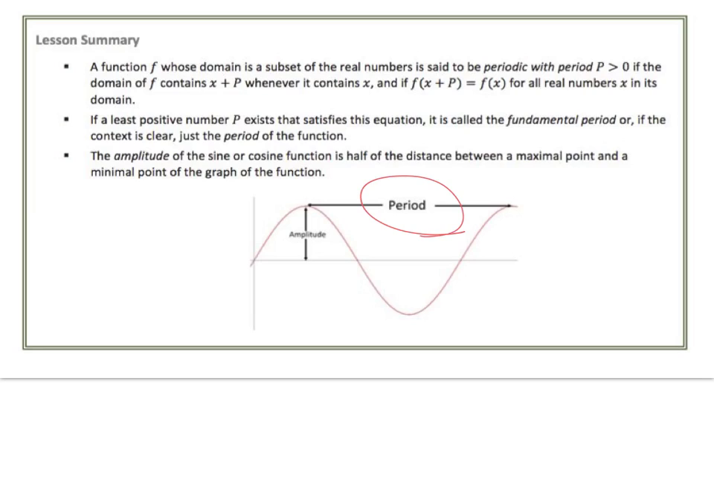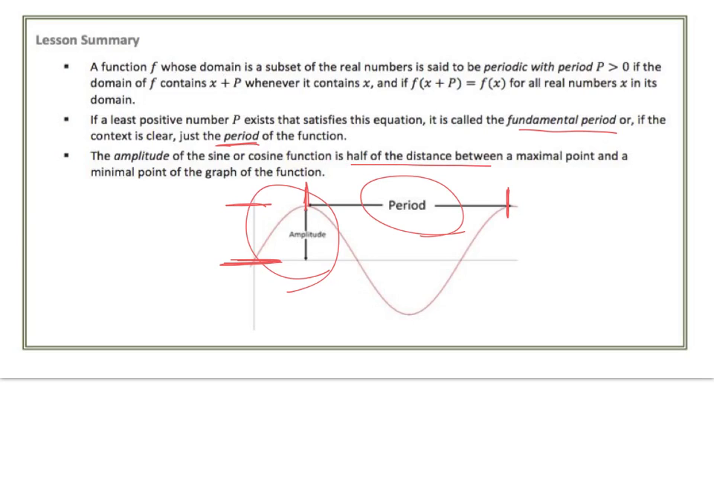What's new here that we didn't introduce in the lesson is the definition of period and amplitude. Let's see. Right here we have period. If a least positive number p exists that satisfies this equation, it's called the fundamental period, or if the context is clear, just the period of the function. The period of the function is from maximum to maximum. And the amplitude is from the horizontal axis to the maximum.